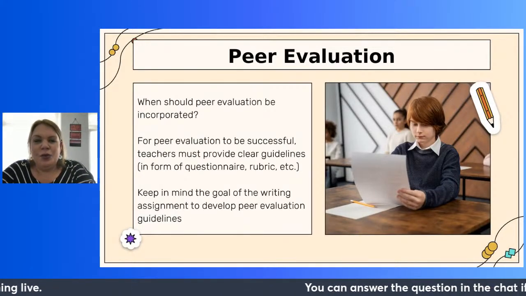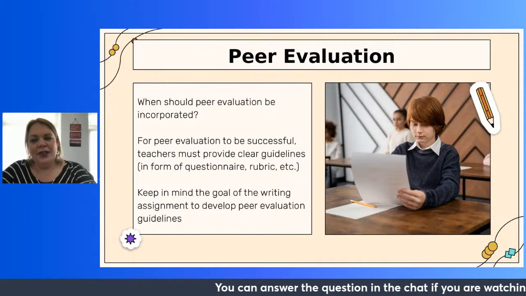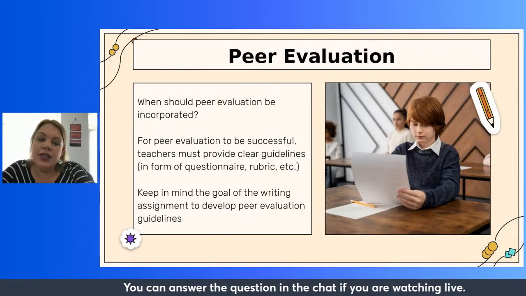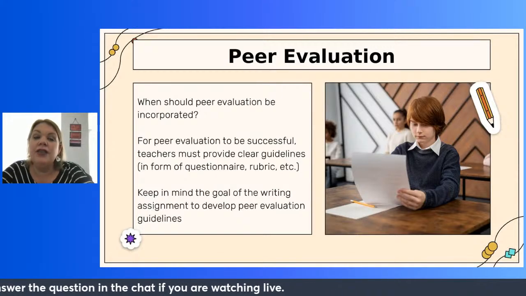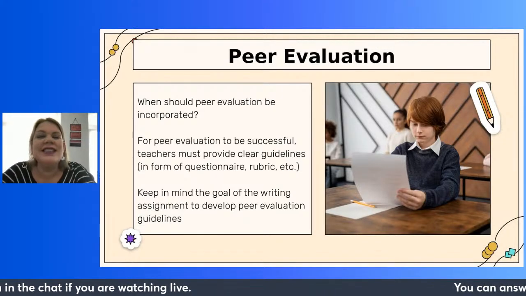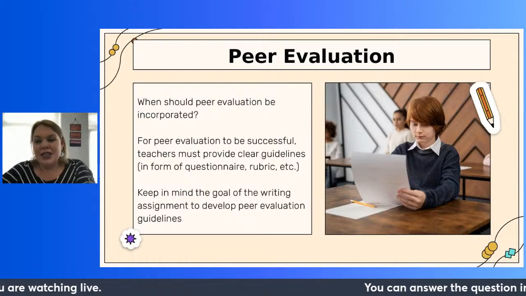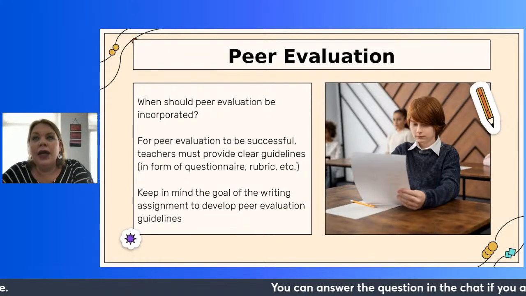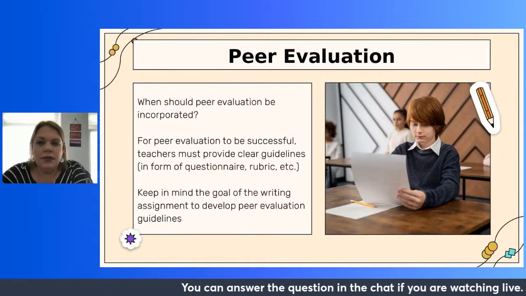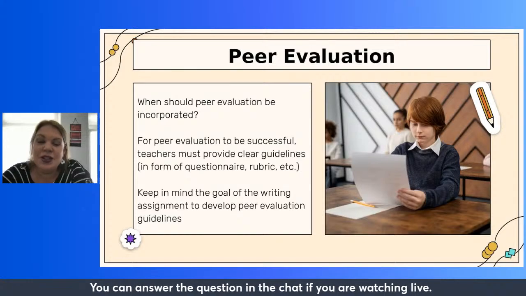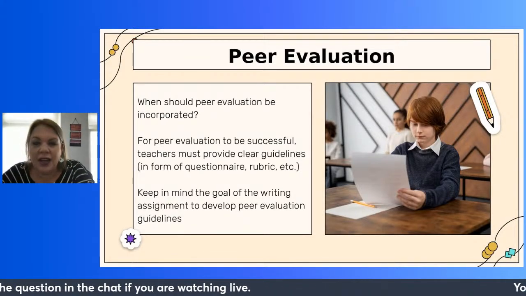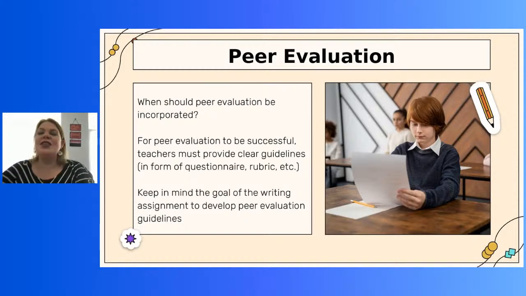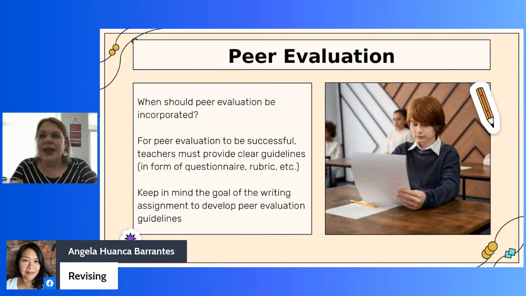Yeah, let's give you a moment to think about it, and I'll continue with the other points that I have here. For peer evaluation to be successful, teachers must provide clear guidelines in the form of a questionnaire, in a rubric, something. Because it's not sufficient to tell students, evaluate your classmates' composition. You know the students, especially if they're high school students, they say, it's fine. And then they put, it's fine. That's it. Right? So it's our job to develop questions that are more specific.